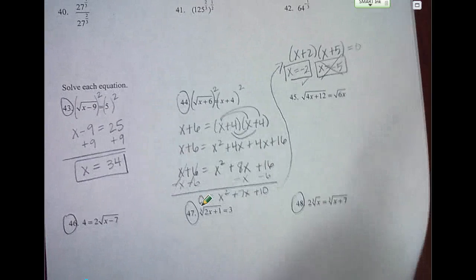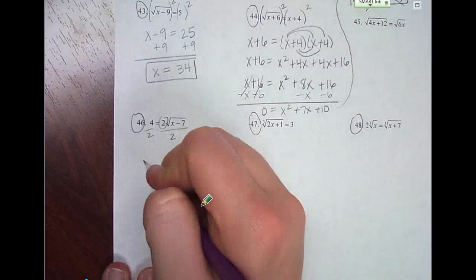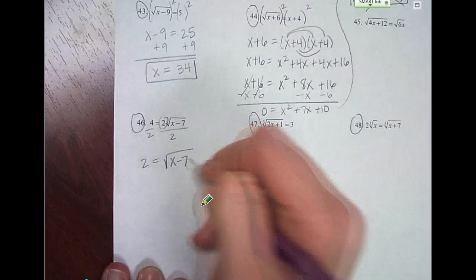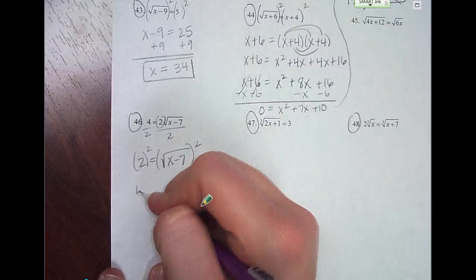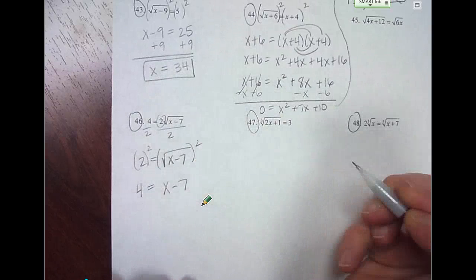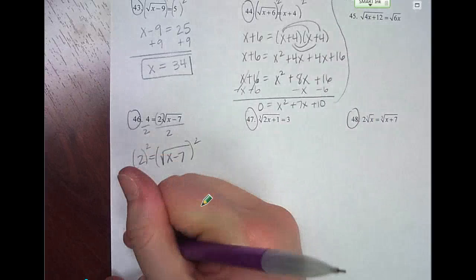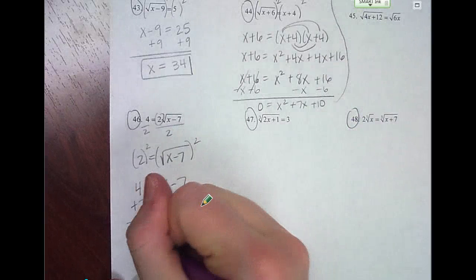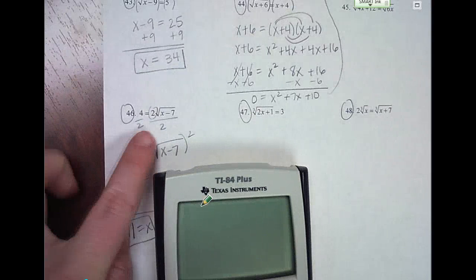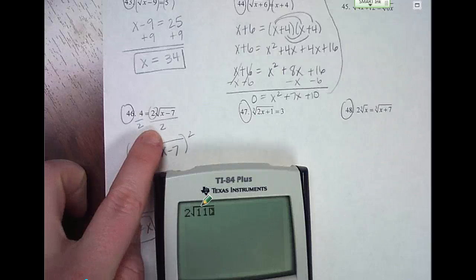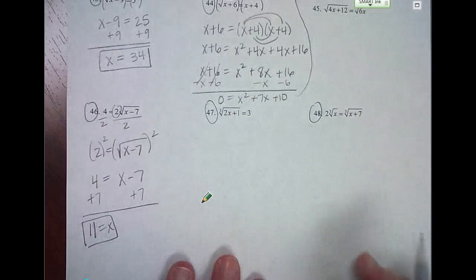Okay, number 46. We want to isolate the radical first. So to get rid of this 2, we're going to divide by 2. So now we have 2 equals square root of x minus 7. So we raise both sides to the 2 power. So 4 equals x minus 7. Add 7. Oh, not 13. So 11 equals x. And let's check our answer. So on the right-hand side, I've plugged in. Square root of 11 minus 7 is equal to 2. So that works.